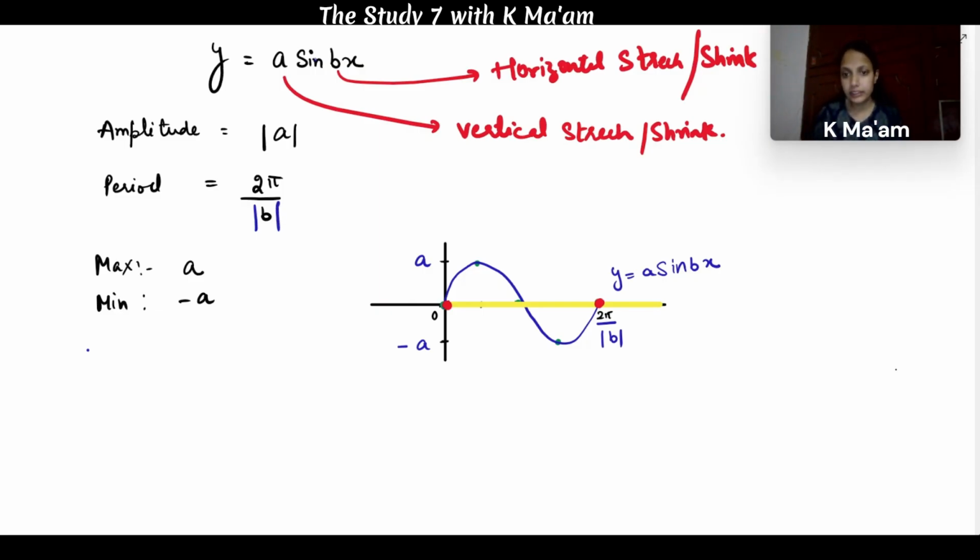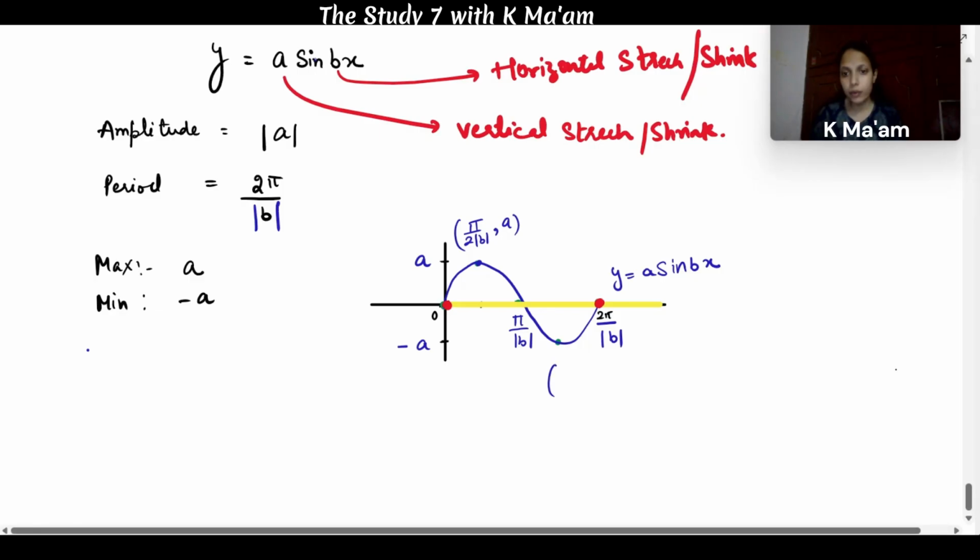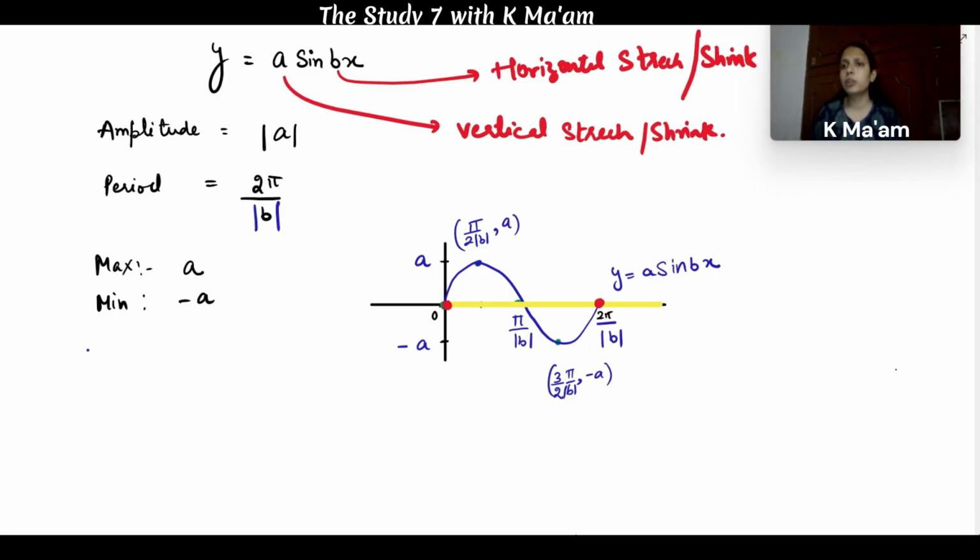Okay. So this is the half of this term, it's pi over absolute b. The highest value will be at pi by 2 absolute b comma a. The minimum value is at this point, 3 pi by 2 absolute b comma minus a. So this is the generalized graph of a sin bx, because it's a general function in which a and b are not clearly mentioned. It can change. You can vary a and b and your graph will shift accordingly.